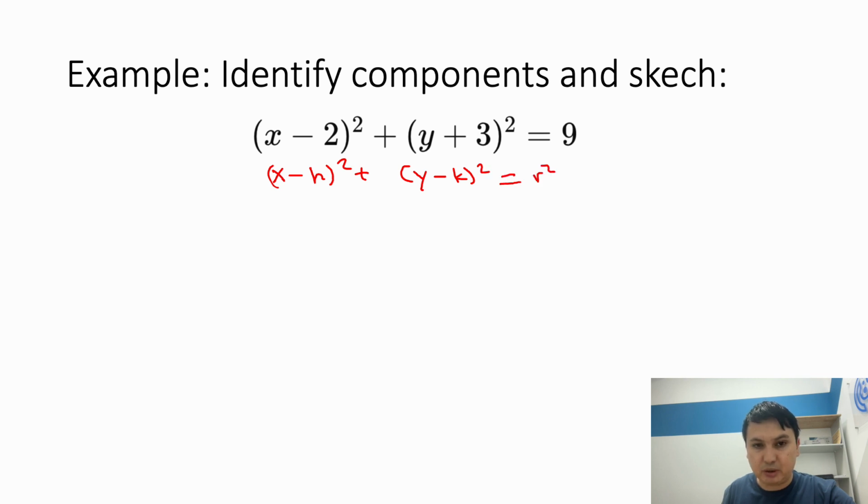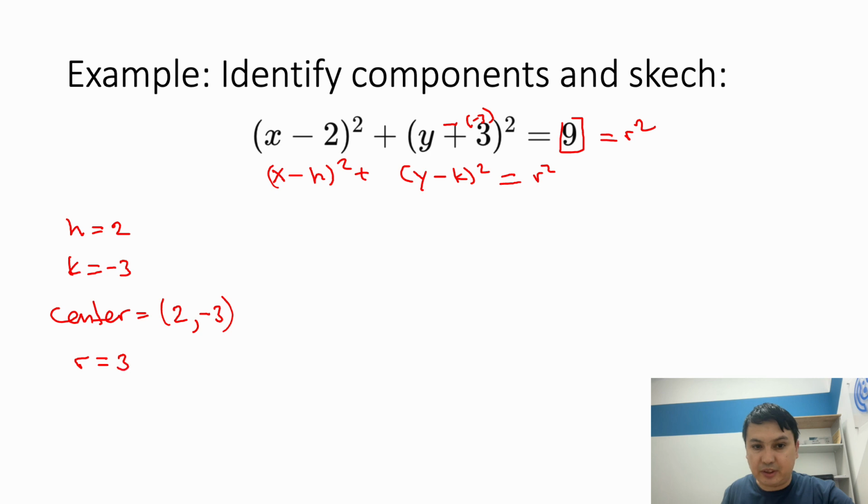So now let's compare. What do we have? We see that h must be equal to 2. But what is k? Here we have plus 3, but I need to have minus, so I make it minus, and then here it's minus 3. Which means my k is minus 3. In other words, my center has x component 2 and y component minus 3. How about the radius? The radius is what we see here, squared. So this is my r squared, which means r is equal to 3.